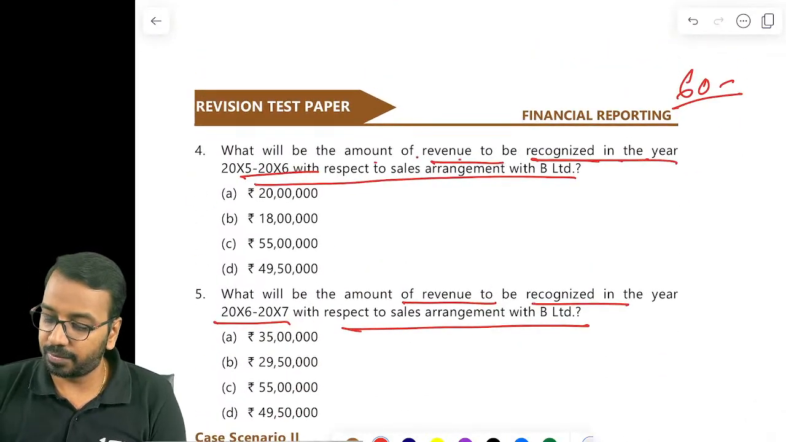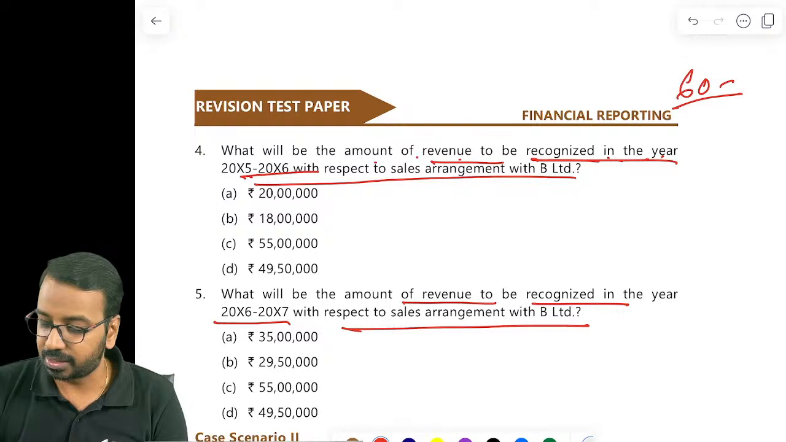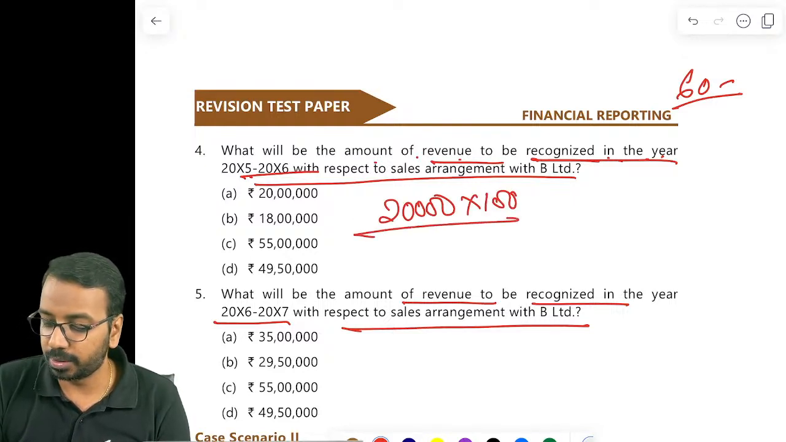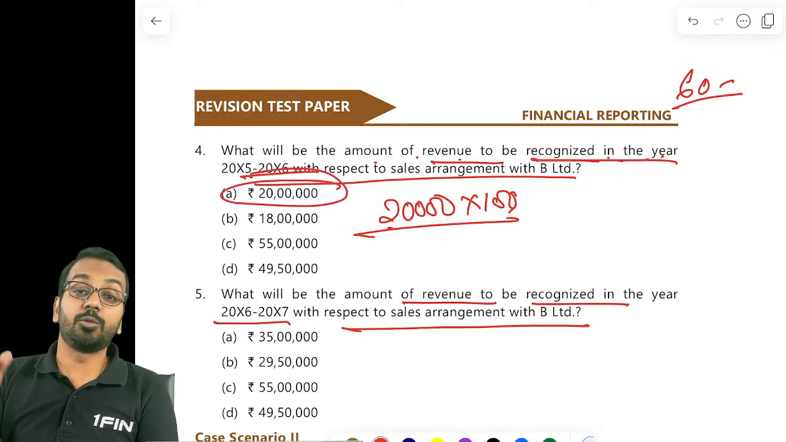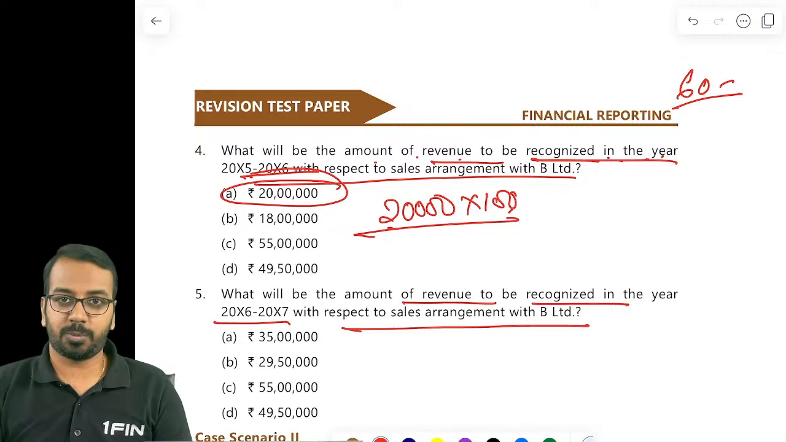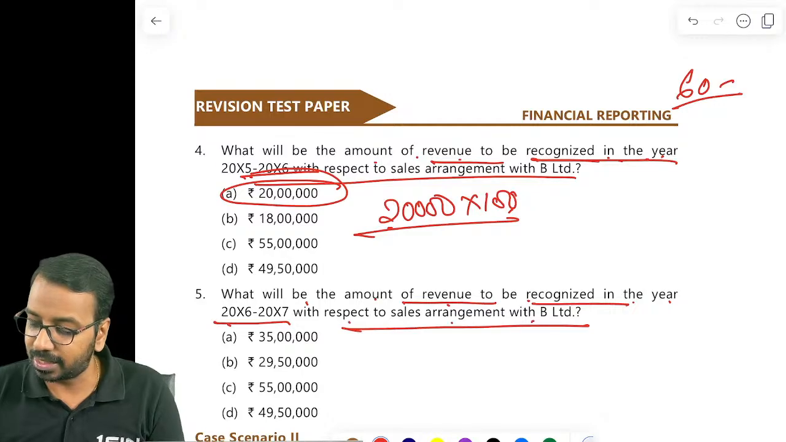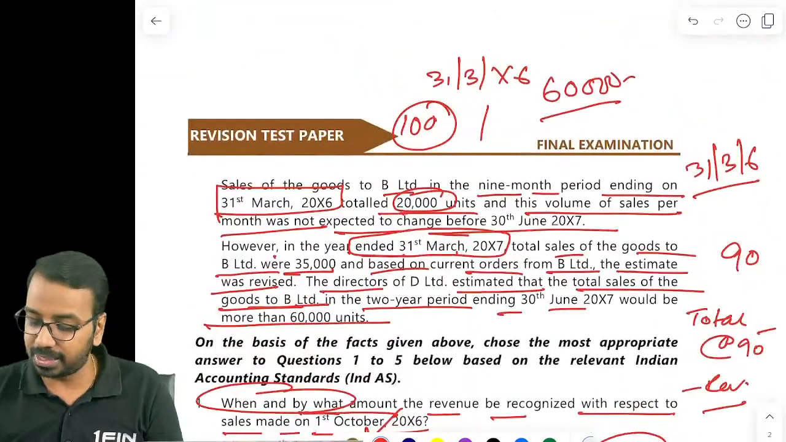So what will be the amount of revenue to be recognized in the year 5-6? So basically you have sold 20,000 units at 100. How much is that? 20,000 into 100, 20 lakhs is the revenue that you would be recognizing in the first period. Okay. Then what will be the amount of revenue to be recognized in the year 6-7 with respect to the sales arrangement with B Limited? Now what happened in 6-7?